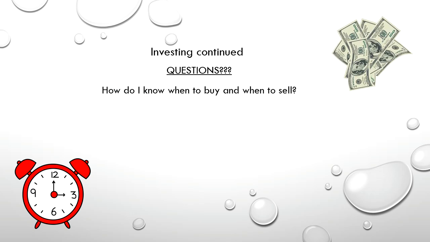How do I know when to buy and when to sell? That is a good question. The simple answer is you will never know when the perfect time is to buy and when the perfect time is to sell. This is what we call the crystal ball. No one has a crystal ball, which essentially we all hope as investors will tell us when is the perfect time to buy and when is the perfect time to sell. No one has that crystal ball.